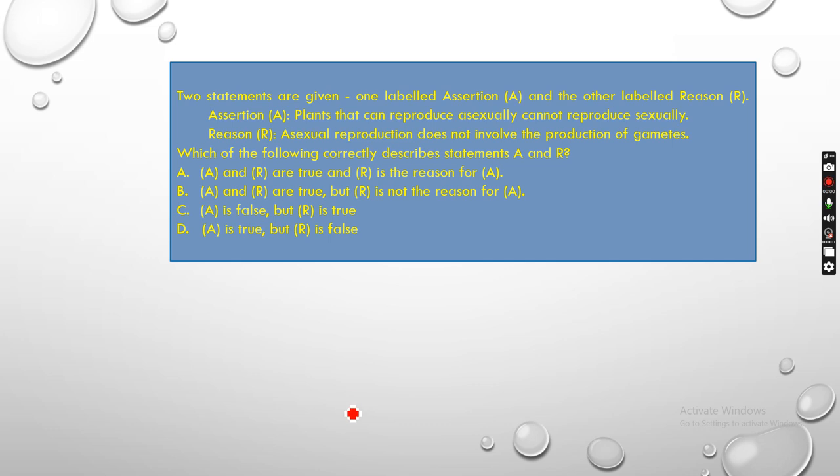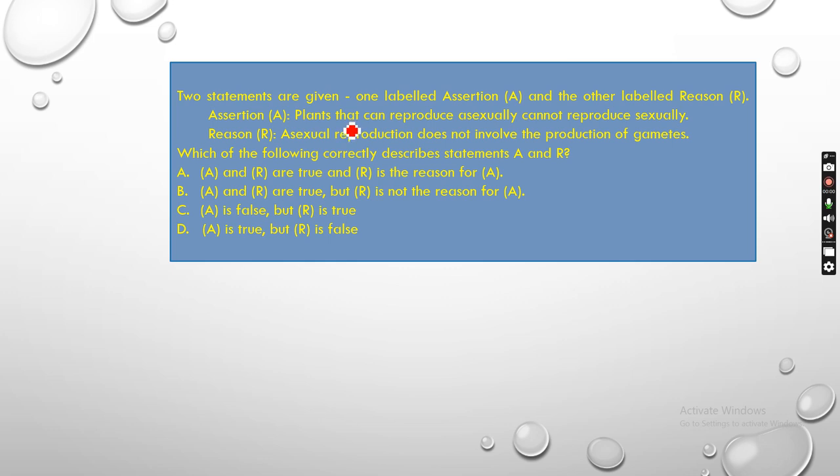So we'll be doing the first question here. So that is assertion reasoning. Okay, so here the assertion is given as plants that can reproduce asexually cannot reproduce sexually. Okay, so they are saying those plants which can reproduce asexually cannot reproduce sexually. Okay, then the reason they have given, asexual reproduction does not involve the production of gametes. So you have to say which of these four options is correct.